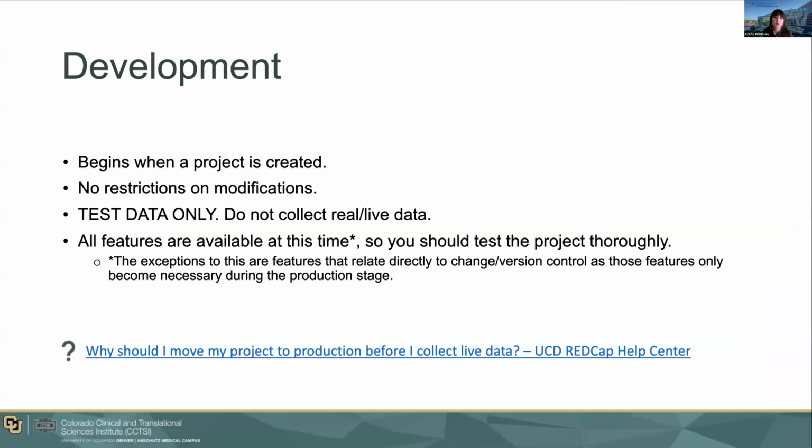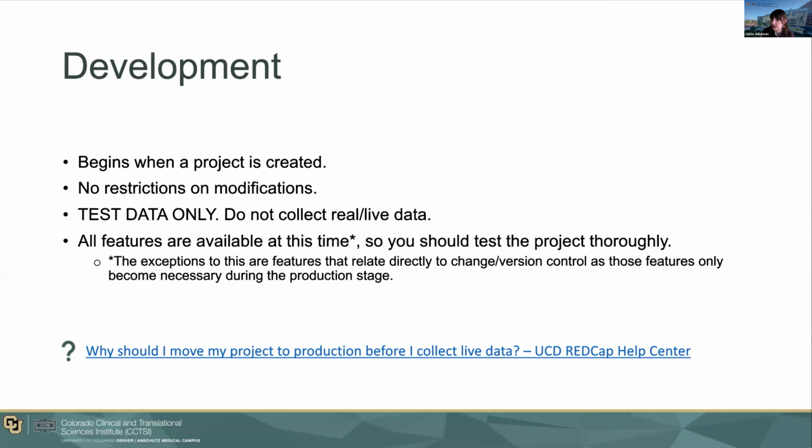So development mode begins once your project is created. It's essentially born in development mode. This is where there are no restrictions on your modifications because the assumption is that you haven't collected any real data in your project. So that basically means that the system is assuming no real data will be harmed by the changes that you're making. So this is an opportunity to highlight that it's very important that you don't collect real data while you're in development mode. You should always move to production before you collect live data.